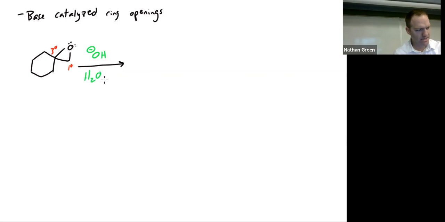You typically want to heat these up. You don't have to, but it'll speed it up for you. Again, the reason you don't need heat is this system is already really high energetically, really unstable, high energy. That OH is going to attack this carbon. It is always going to follow SN2 regiochemistry.